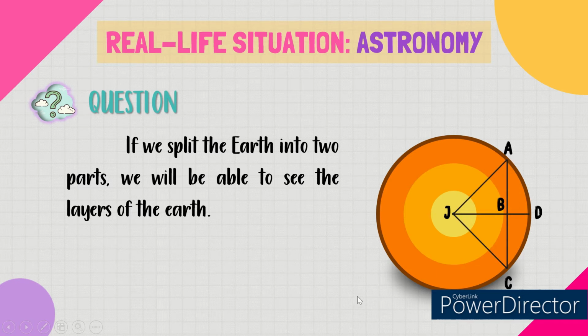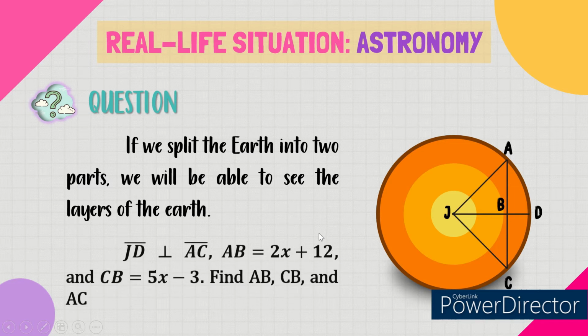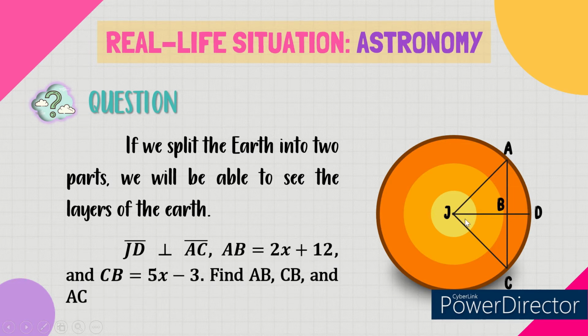So here is the real question. If the line segment JD is perpendicular to the line segment AC, and AB is equal to 2x plus 12 and CB is equal to 5x minus 3, then find AB, CB, and AC.